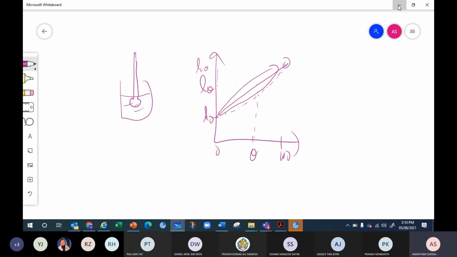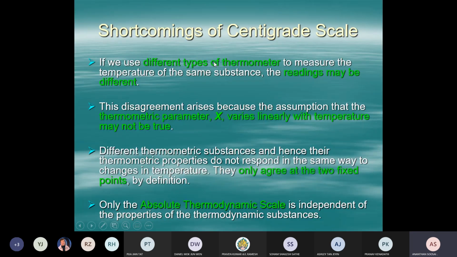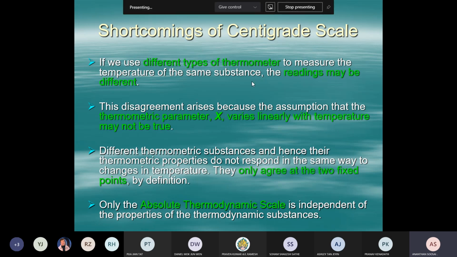Okay, so this is very important, the explanation they will ask in the exam. Why do different thermometers give different readings for the same substance, for the same liquid maybe? Because, as you have said, the thermometric property may not vary linearly with temperature. Okay, so all the thermometers only agree at the two fixed points. Okay, so the centigrade scale has one downfall: the assumption that the thermometric property changes linearly with temperature may not be correct.